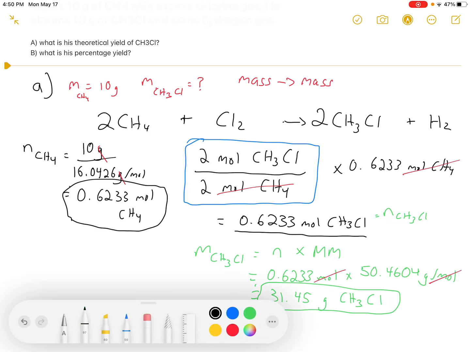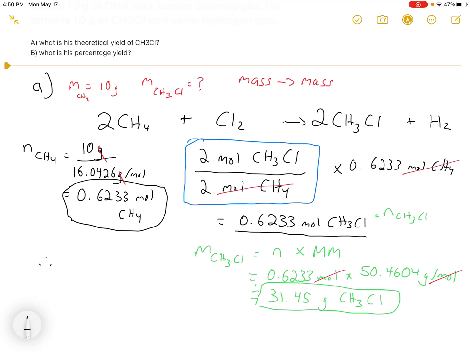So for part A, we can then say, therefore, the theoretical yield is 31.45 grams of CH3Cl. All right, so now that we have that information, we can move on to part B.